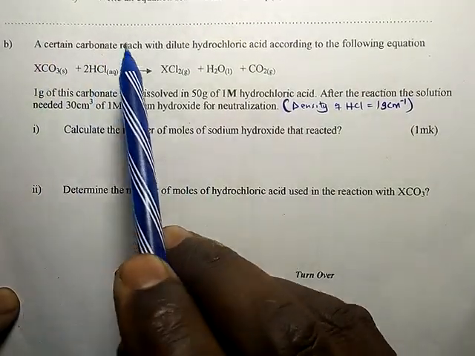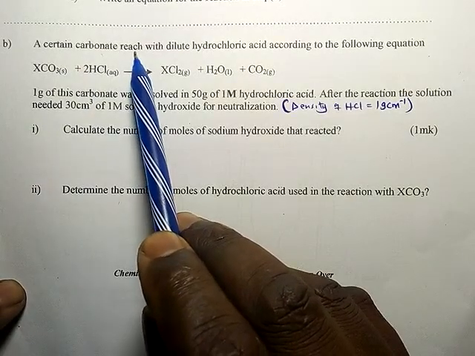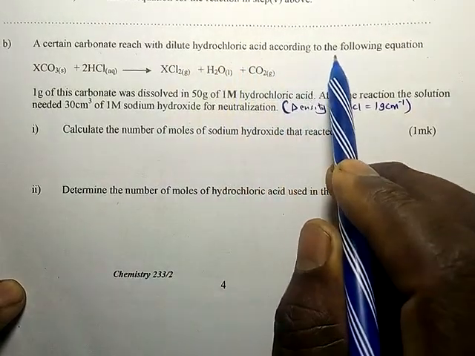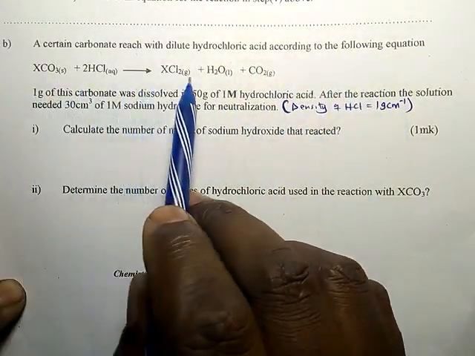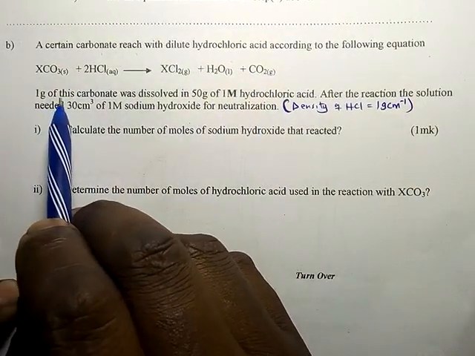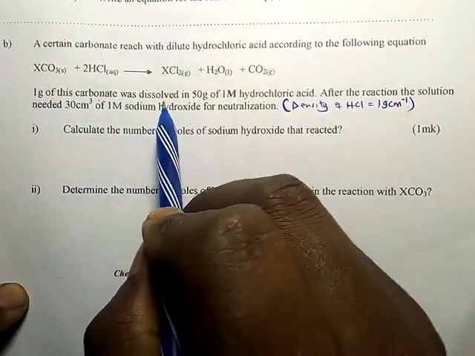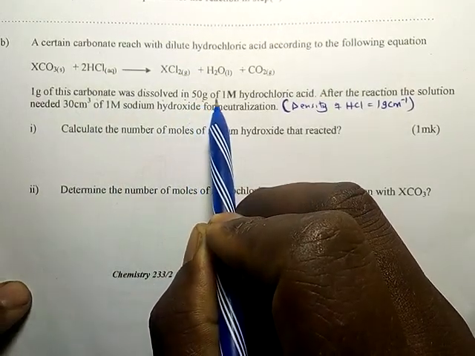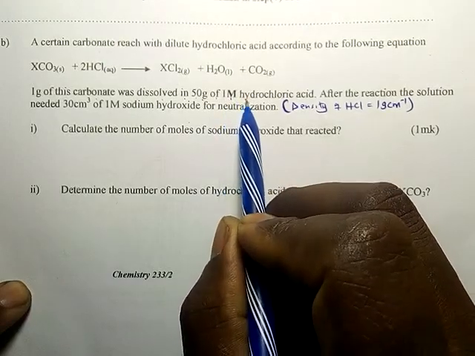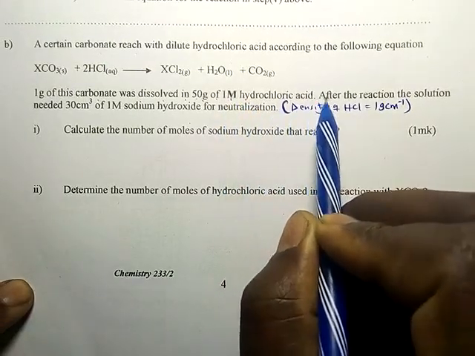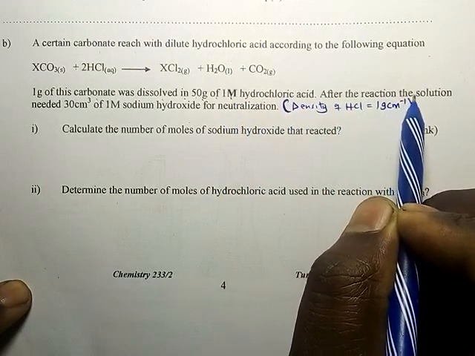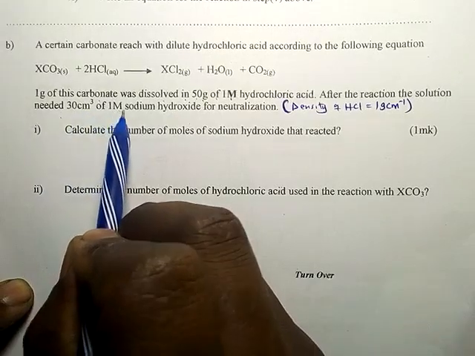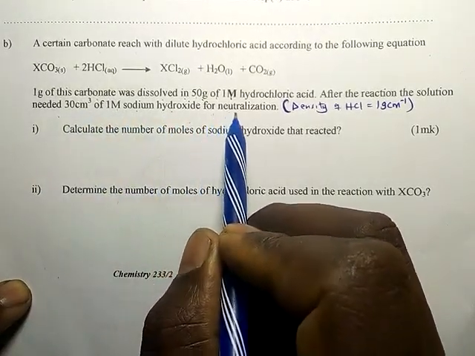A certain carbonate is supposed to be reacted with dilute hydrochloric acid according to the following equation, and this is the equation. 1 gram of this carbonate was dissolved in 50 grams of 1 molar hydrochloric acid. After the reaction, the solution needed 30 centimeters cube of 1 molar sodium hydroxide for neutralization.